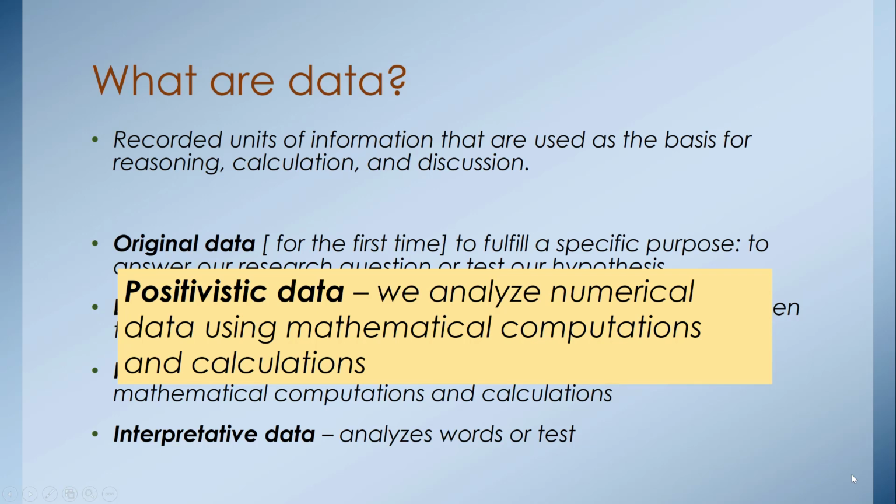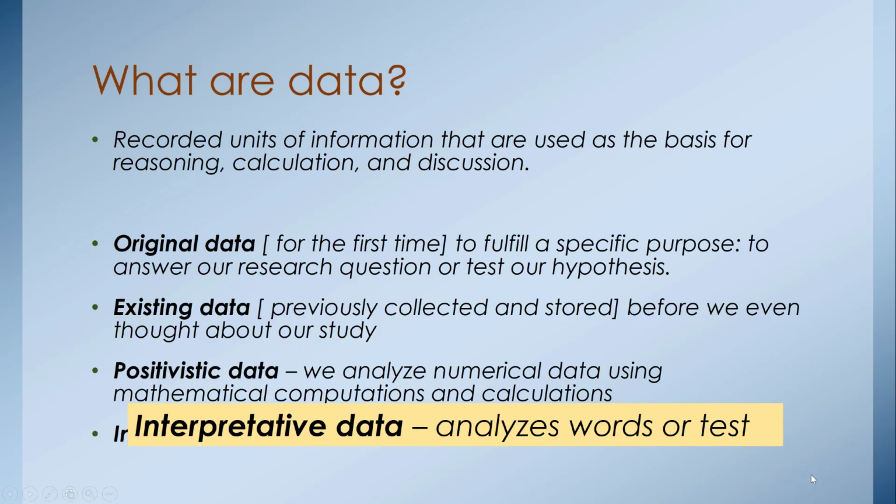Then positivistic data is the numerical data we use to analyze our results, in mathematical computations and calculations for our reasoning and discussion purposes. Quantitative data, which is our focus this week, is actually the positivistic data. No matter how we collect it, it's going to be transformed into numerical data somehow. Interpretive data analyzes words or text. Again, that should be text. And this is done with the qualitative approach to research.